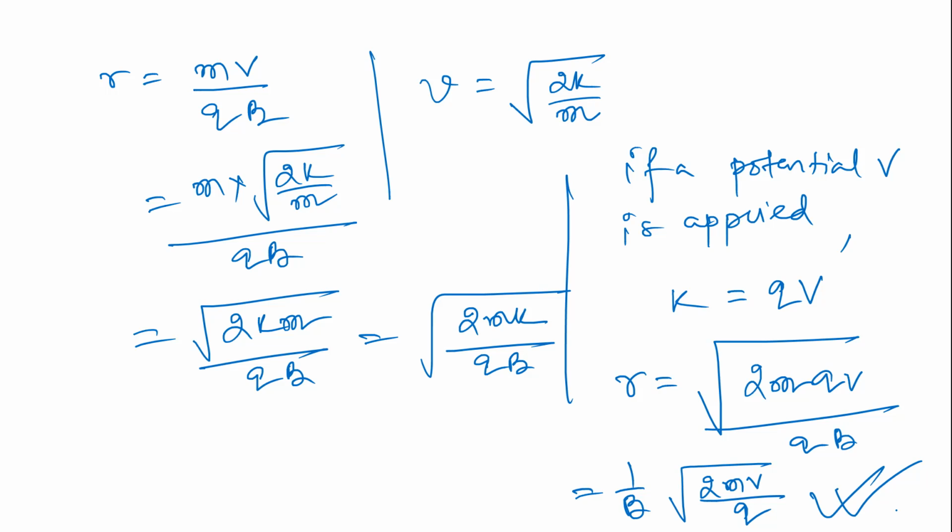So for the radius we have a lot of expressions, right? One, we substituted the value of the kinetic energy and got one expression. Again, if you apply some potential, then we get a relation of the kinetic energy with the potential. That kinetic energy is equal to the charge multiplied by the potential. So after substituting, we get a new expression, r equals 1 by B multiplied by root over 2mV by q, right?